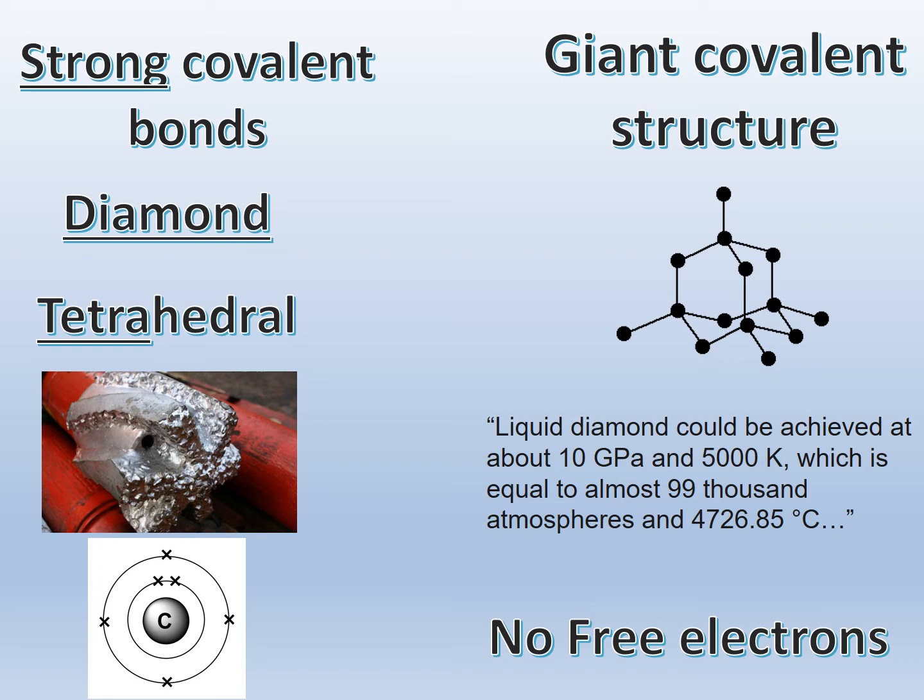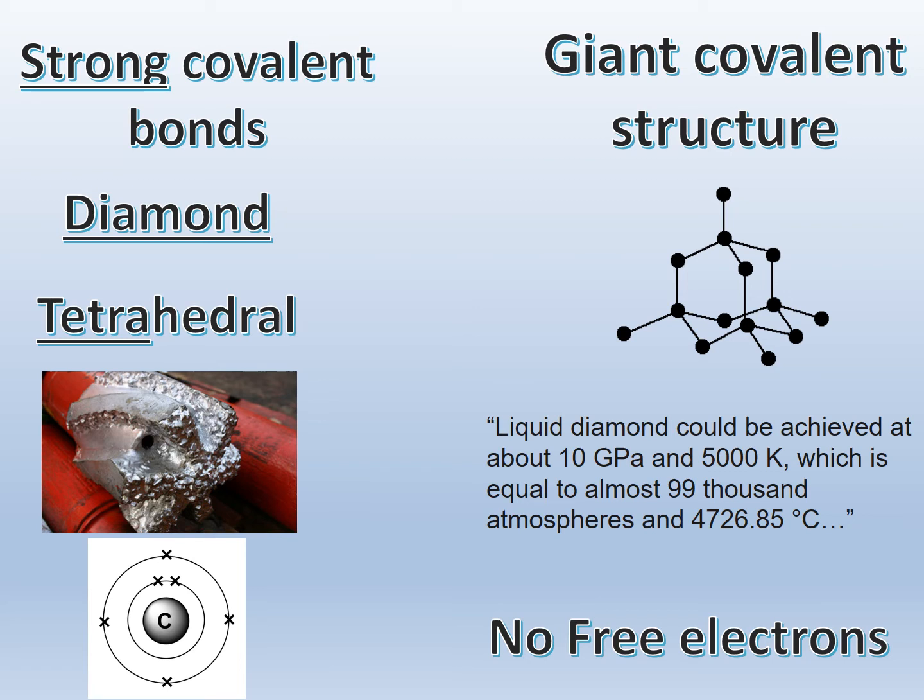Now this structure is a giant structure. We only show a handful of the atoms here, but that pattern will continue and will contain billions of carbon atoms, so it's a giant structure. This pyramid shape is what we call tetrahedral. And as we can see, there are lots and lots of strong bonds. Because there are so many strong covalent bonds, it takes a lot of energy to break those bonds and get them to change state. So the melting and boiling point of diamond is absolutely enormous.